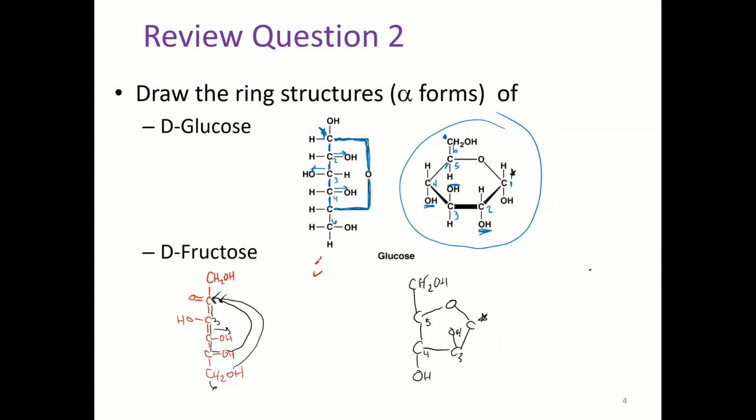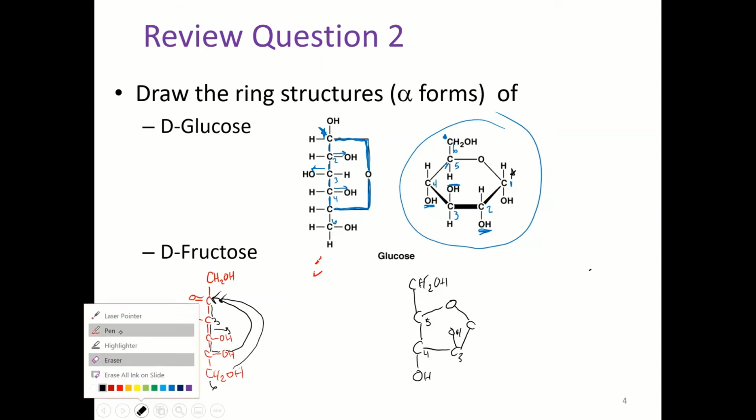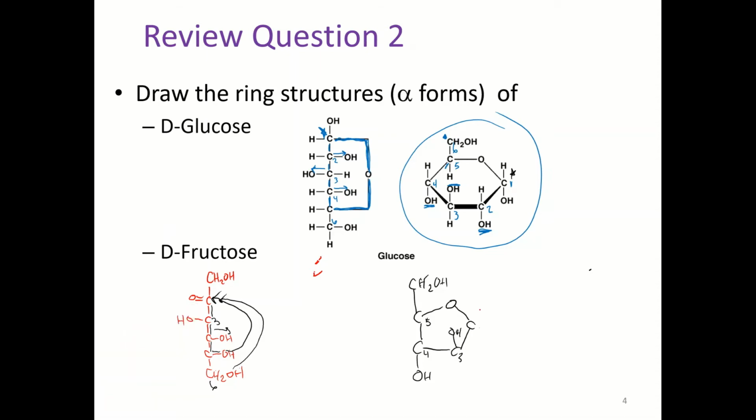So we can draw this in the beta form. And this is going to look a little weird in red, but the beta form, OH will be on the same side as CH2OH at carbon 6. Okay, so that would be the beta form. So now we're making a glycosidic bond between this OH group and this OH group. Okay, so that's where our bond forms. So now we need to rotate this 180 degrees when we draw our disaccharide structure.